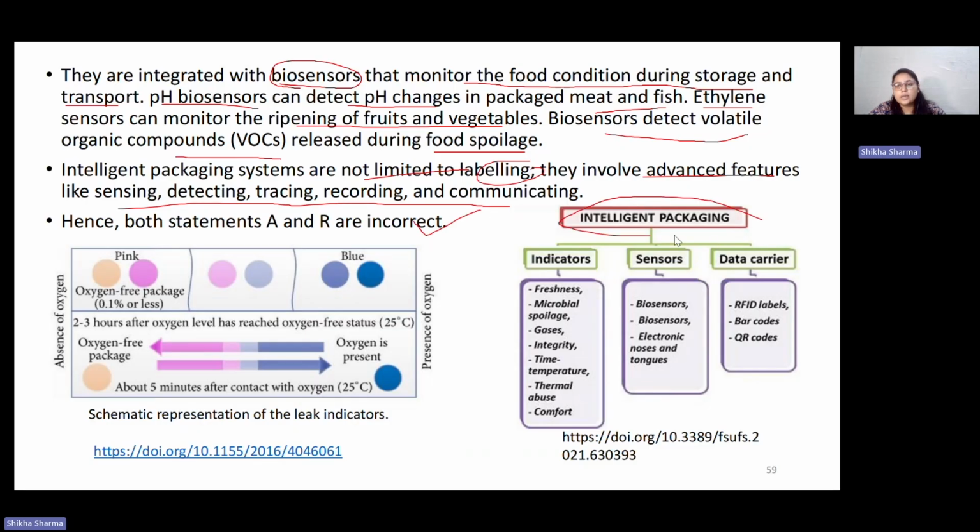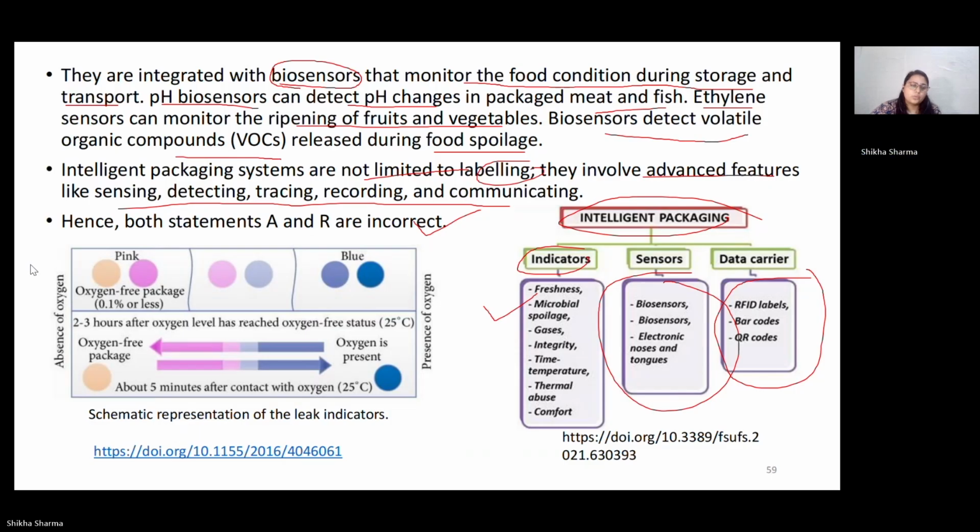So intelligent packaging has indicators like the freshness indicator, microbial spoilage indicator, gas change indicator, or the time temperature indicator, or the thermal and abuse indicators. Then they have sensors, like biosensors, electronic noses and tongues, and then data carriers like RFID labels, barcodes and QR codes, which help in sensing and detecting the shelf life of food products.